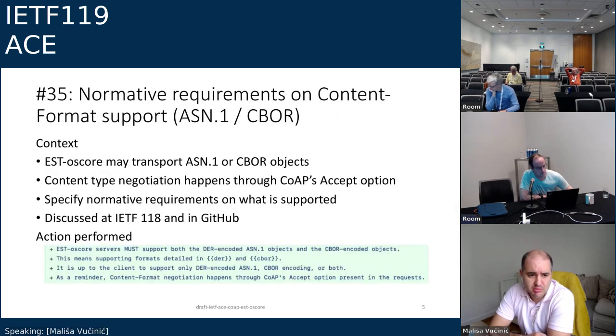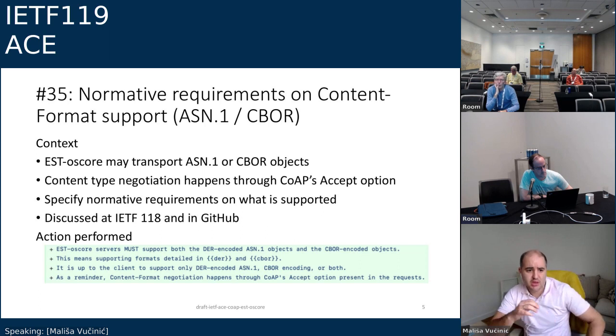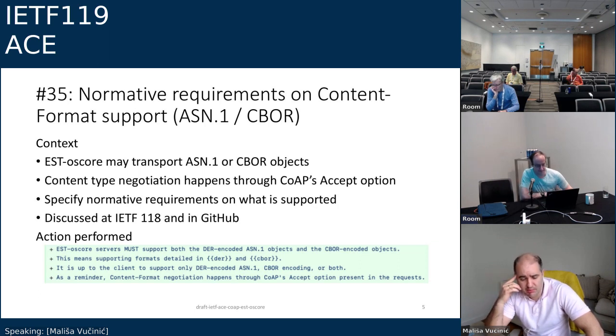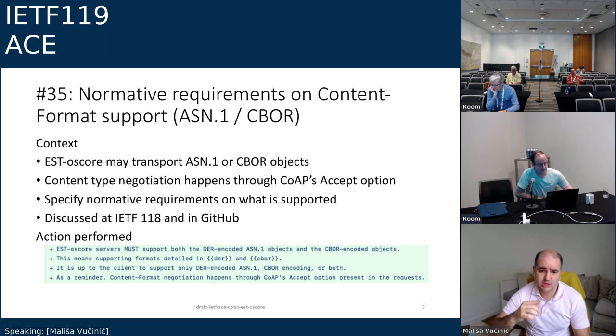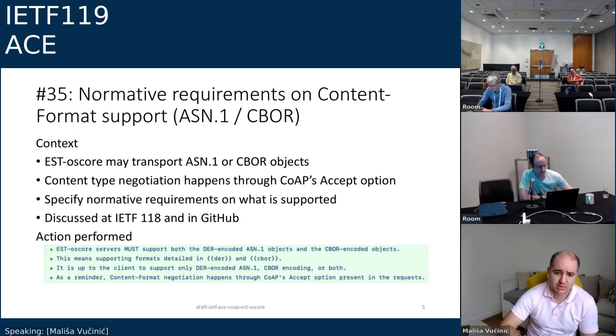The issue number 35 that we closed is on normative requirements and content format support, ASN.1 or CBOR. So the context here is that our draft may support the transport of both ASN.1 or CBOR objects. And content type negotiation obviously happens through CoAP Accept options. So we did not invent this. This comes from EST. And we needed to specify the normative requirements on what should be supported by the servers.